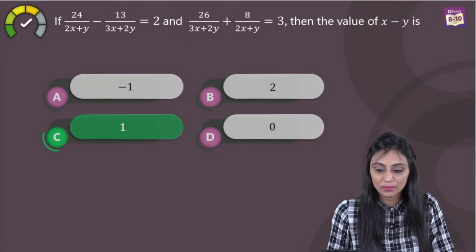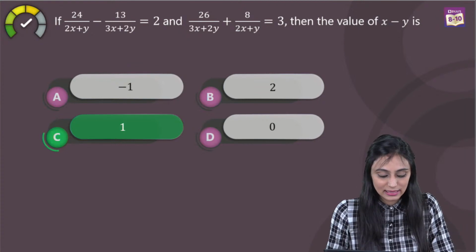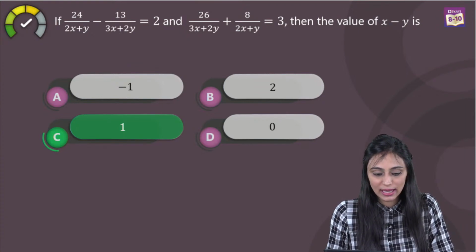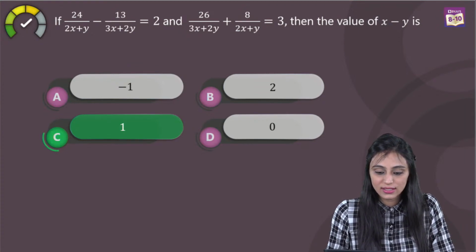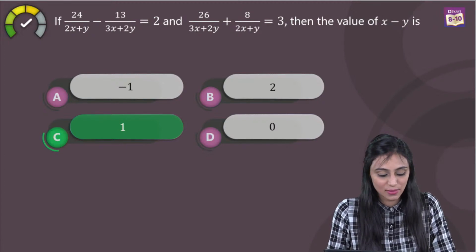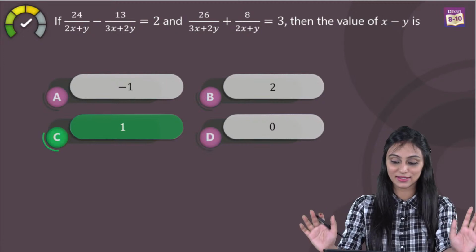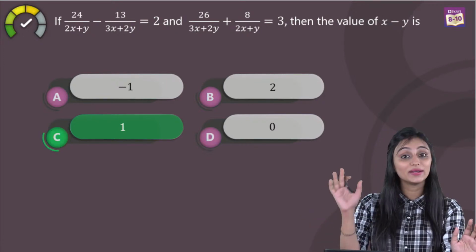Sanjana says it's 1. Shriman says it's 1. x is 3, y is 2, yes. Anjana R says it's 1. Shruti says x minus y is 1. Absolutely, that's the right answer. Amazing. So we are going at a really good pace.